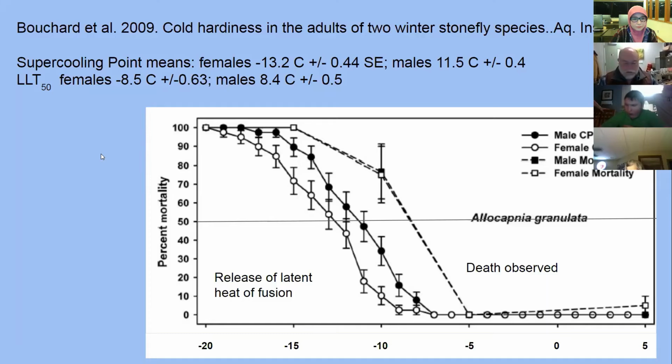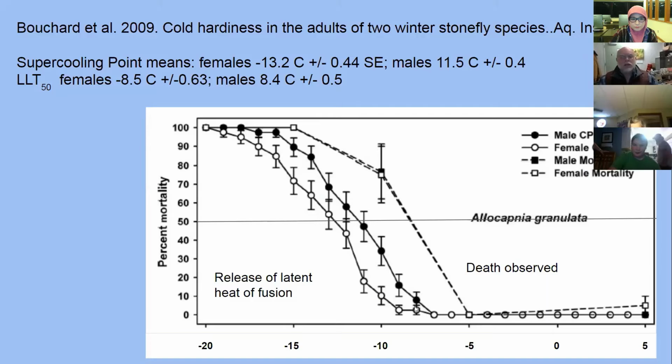But from a colleague's paper, they've done some work to determine how effective a couple of species of stoneflies are at protecting themselves from freezing. And so these are some stoneflies called Alloacapnia. You saw some with short wings. The one male that was guarding the female, that was an Alloacapnia, probably granulata. This is the species that they're presenting data for.